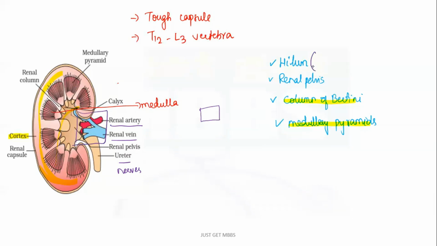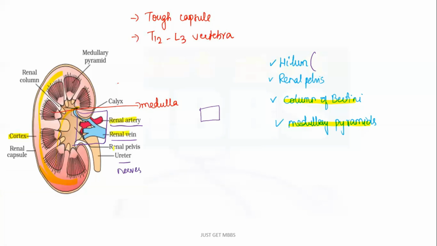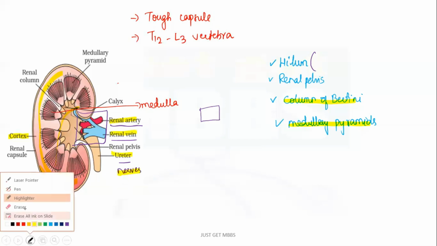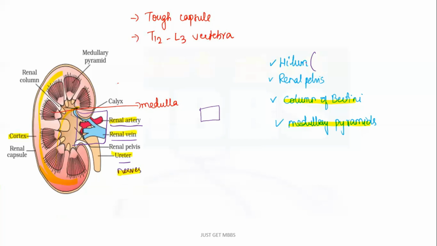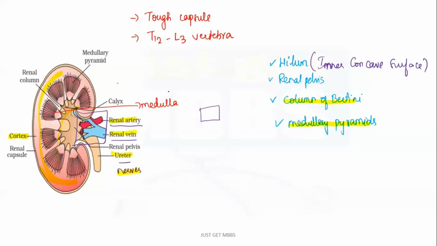So the hilum is the region through which associated structures enter and leave. With respect to the kidney, what you must know are the structures that pass through the hilum. I have listed these structures: renal artery, renal vein, ureter, and sometimes even the nerves. One factual thing that could be asked in your exam is on which surface it is located. The hilum is located towards the inner concave surface of the kidney. This is one theoretical factual point that you must know.